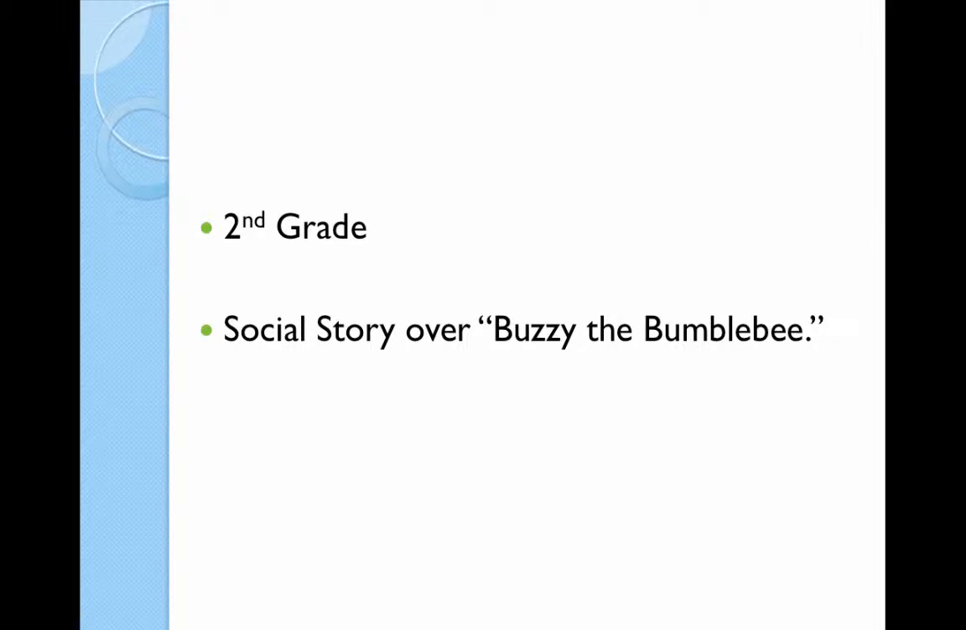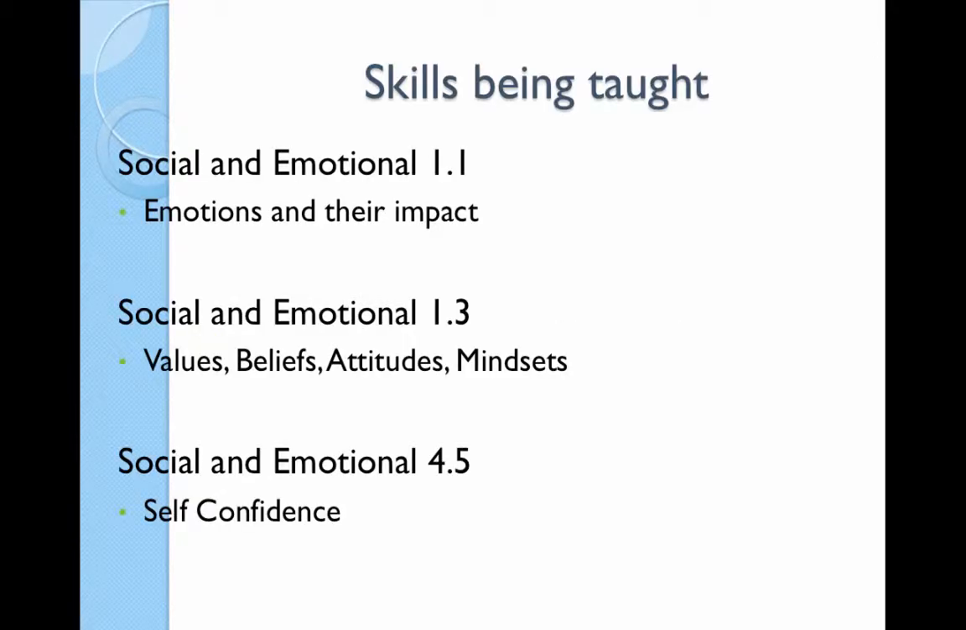Today I'm going to be talking about a lesson over the book Buzzy the Bumblebee, and this lesson is geared towards second grade. The skills being taught in my lesson today are from the character count standards from the social and emotional column. The first one is 1.1, which is emotions and their impact. The second skill is 1.3, which is values, beliefs, attitudes, and mindsets. And the final skill being taught is 4.5, which is self-confidence.